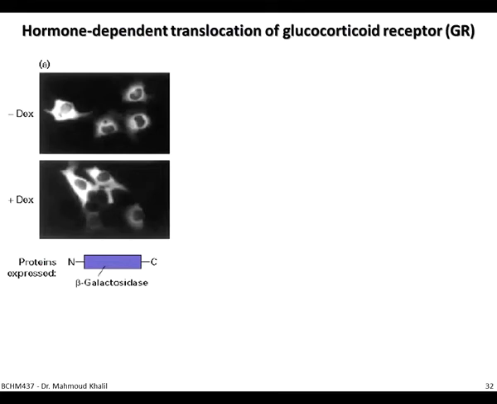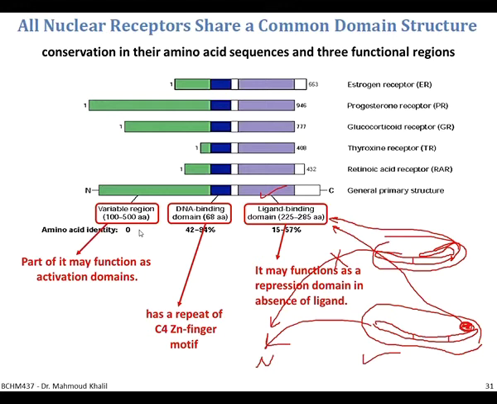Let's see one of the very famous examples that describe the importance of these regions of the nuclear receptor. As we understood, there are three regions: the variable region, the DNA binding domain, and the ligand binding domain. We need to understand which of these regions is important for the translocation of the hormone receptor complex into the nucleus. Which of these is responsible for this translocation?